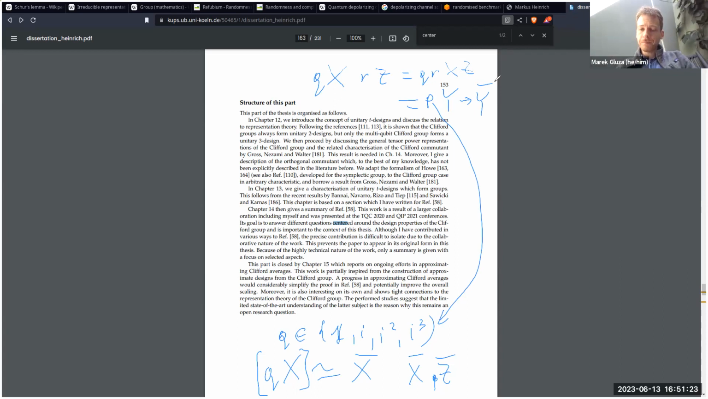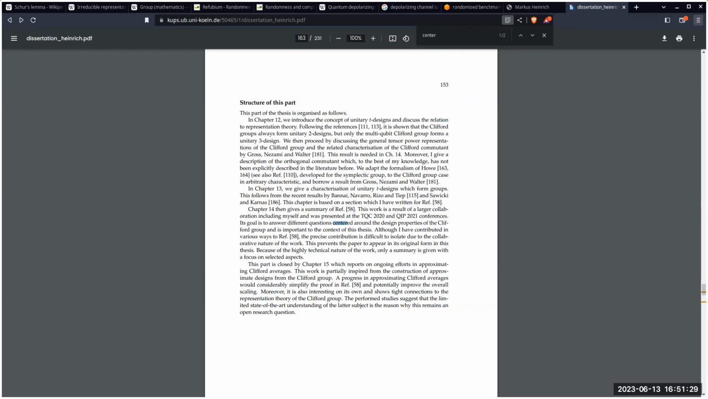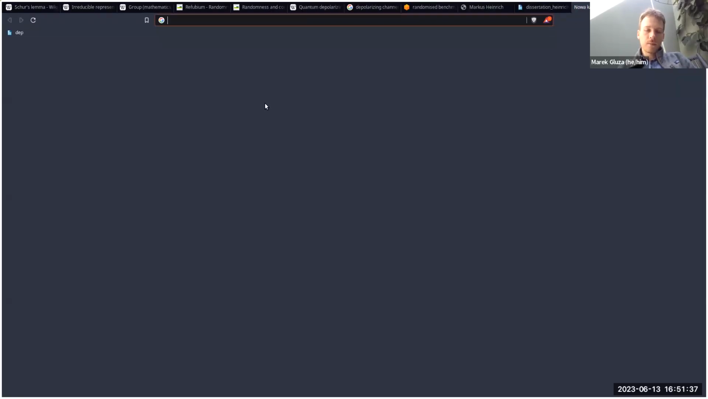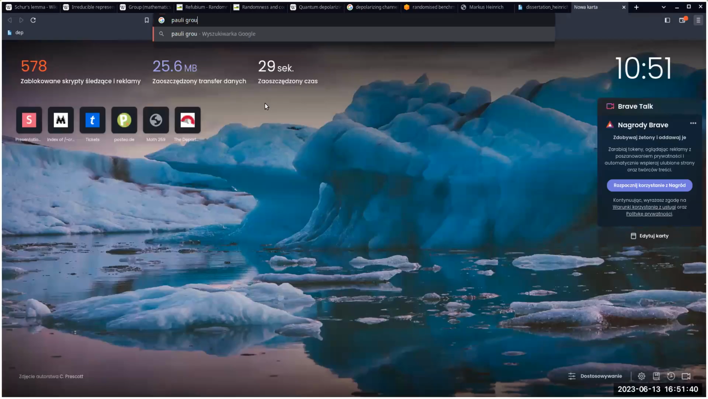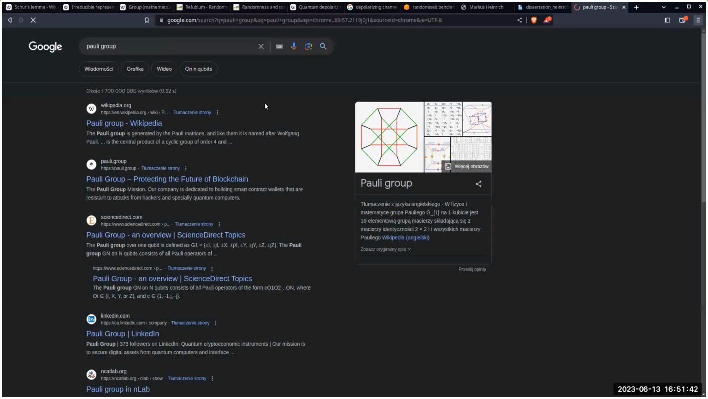So Wikipedia says the Pauli group is a central product of the cyclic group of order 4 and the dihedral group of order 8. So maybe it's like, okay, so I should Google Pauli group. Yeah, so maybe like the default group is the group you want to find?